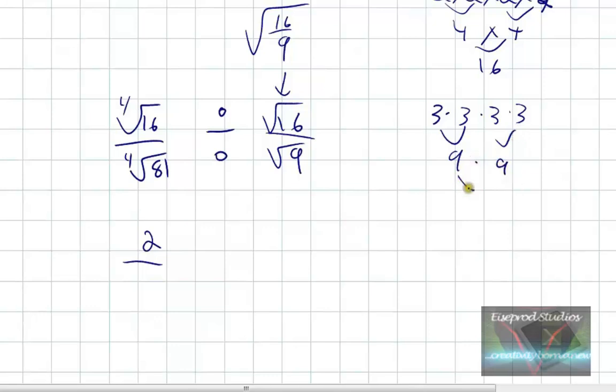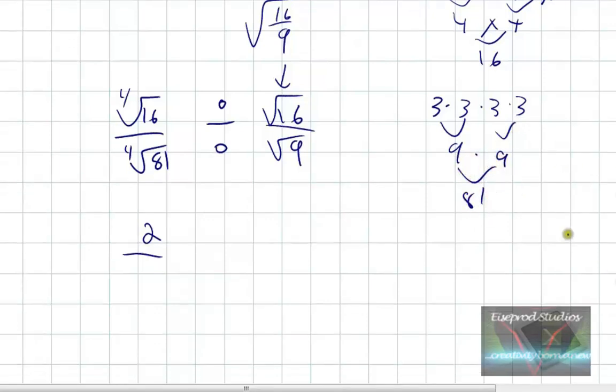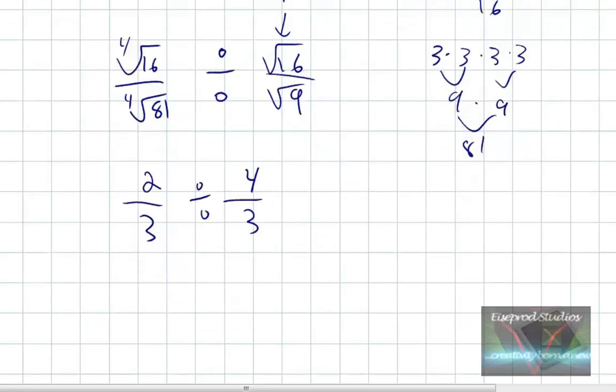Okay, so we have 2/3 divided by the square root of 16, which is 4, and the square root of 9, which is 3, because 4 times 4 is 16, and 3 times 3 is 9. So now we have a fraction divided by a fraction. Remember that when you divide by a fraction, you can very easily just turn it into multiplication by taking the reciprocal of that fraction. So now we can just go ahead and multiply.